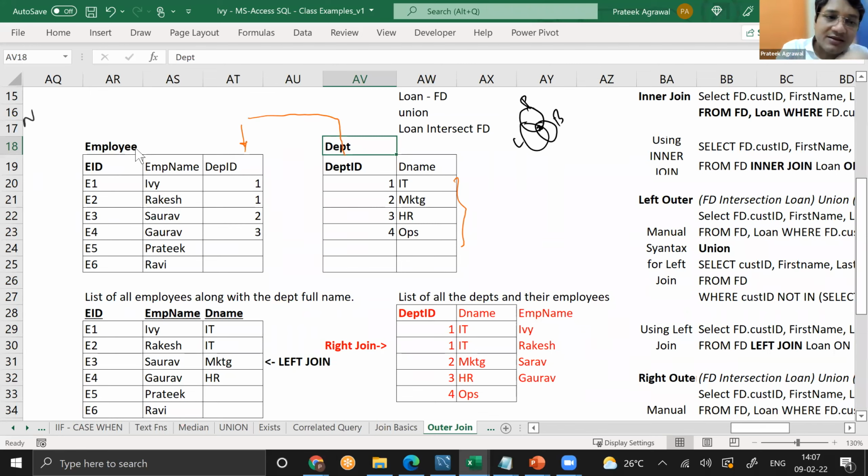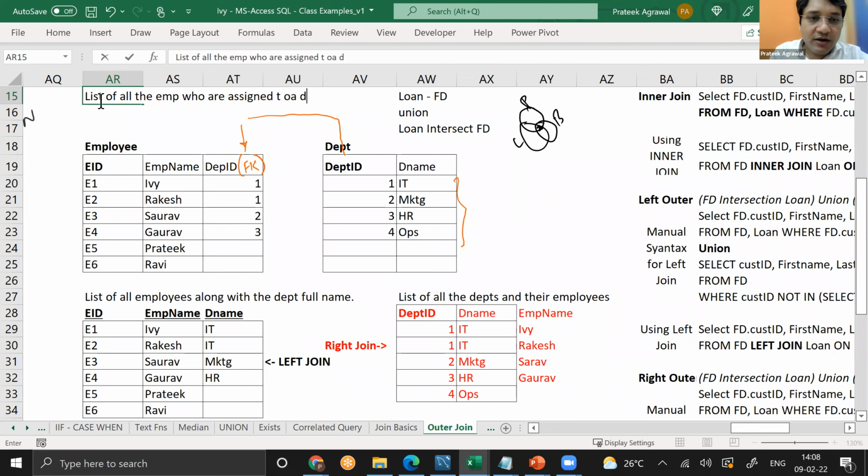department table. That means, what is the foreign key in this relationship, guys? Department ID in the employee table, right, Faisal? Yes. The department ID in the employee table. Now, if I were to ask you, please give me a list of all the employees who are assigned to a department. Also show the department name.